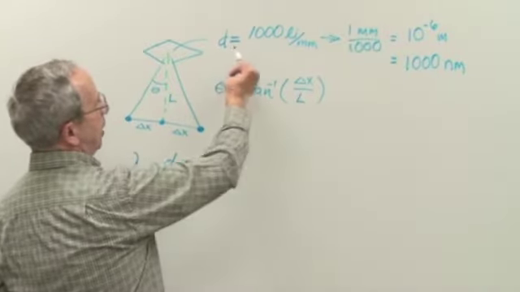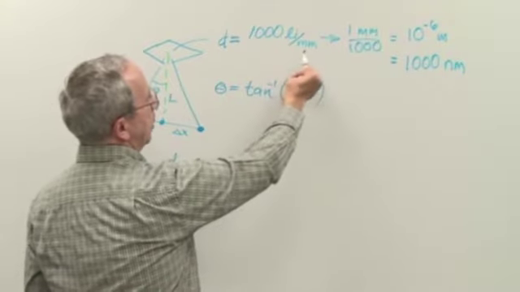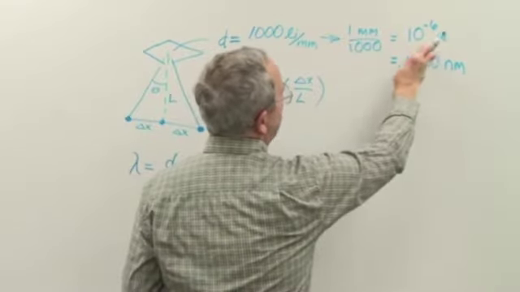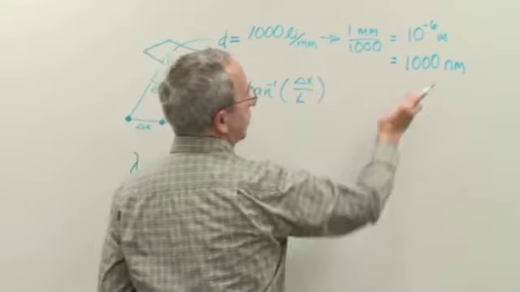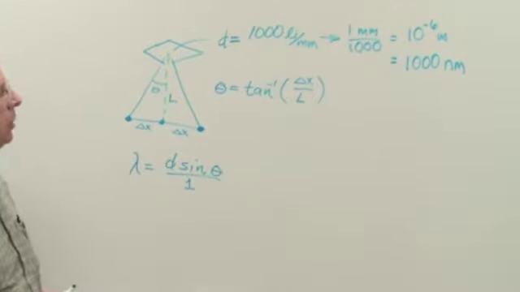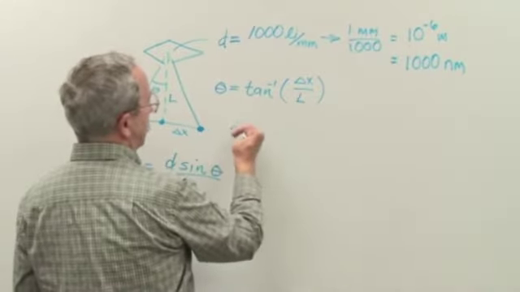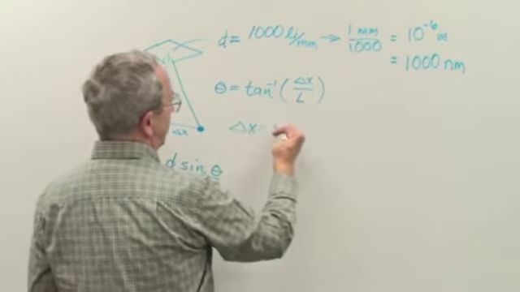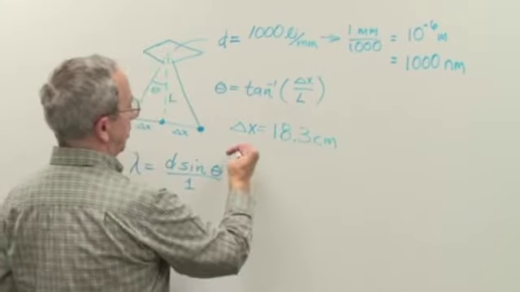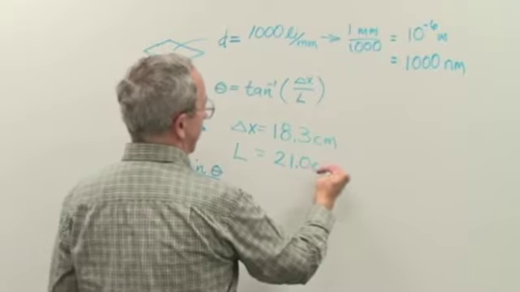And our diffraction grating has a line spacing, in our case, of 1,000 lines per millimeter, which is equivalent to 10 to the minus 6 meters per line, or since we like to work in nanometers for wavelengths, then we'll say it's 1,000 nanometers. Now for our delta x, we measured 18.3 centimeters, and we measured an L of 21.0 centimeters.